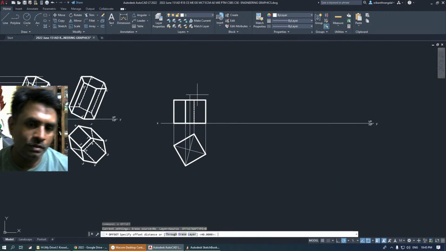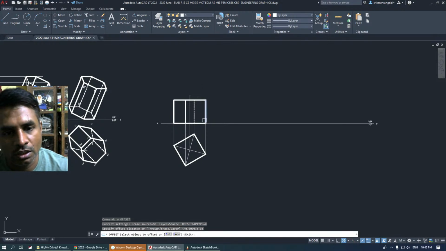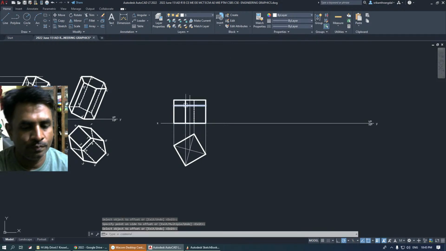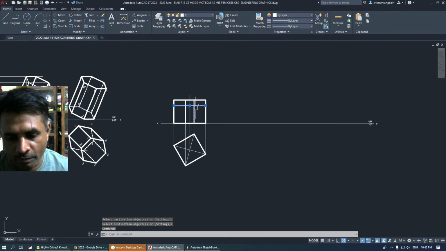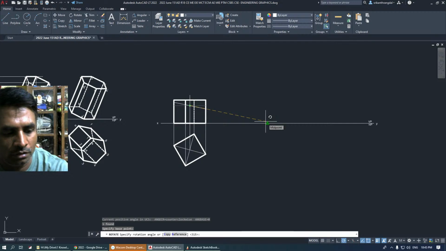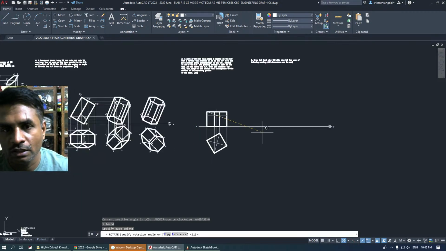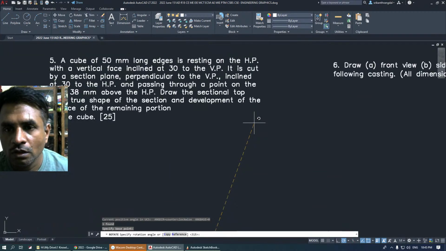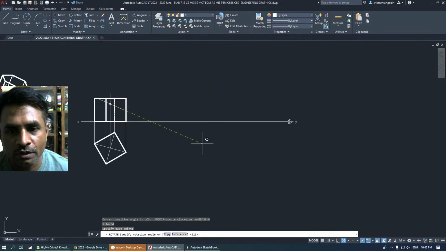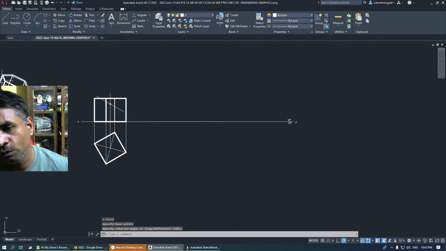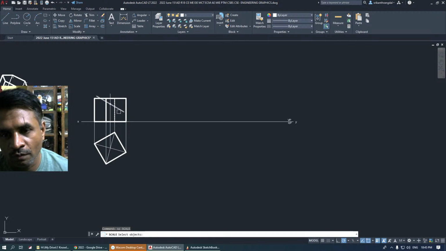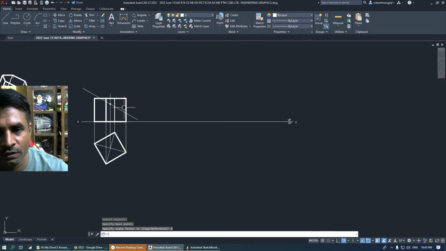On this axis, I need to take the distance of 38 from the bottom line. So this is my point. On this point, I need to draw the section the same color. Rotate it in this direction by what angle? What is the angle at which it has been cut? Yeah, so both angles are 30 degrees, so this is again going to be 30 degrees over here. You could take 30 degrees on this side or 30 degrees onto the other side. So I'm just going to take one side.